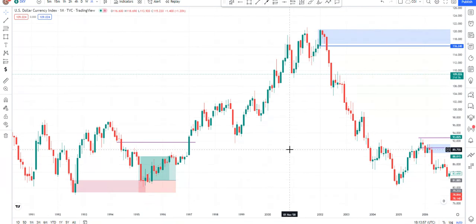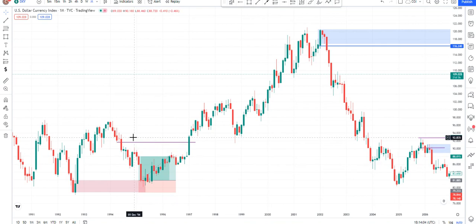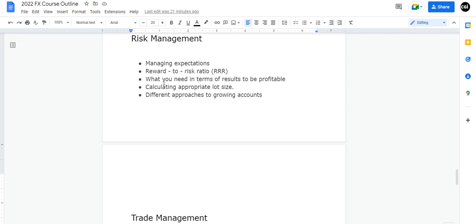So you can see that this is not very hard to achieve. This simple objective is not very hard to achieve. So try and keep your minimum to this. Your maximum can be as high as possible, but my own advice is that don't overdo it. Okay, don't overdo it. Just keep it reasonable. Right? So now what you need in terms of results to be profitable.